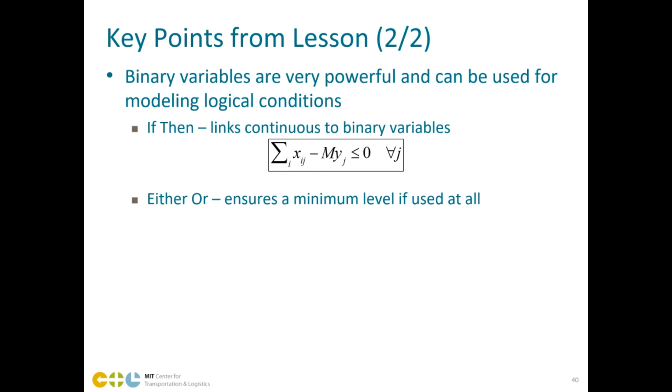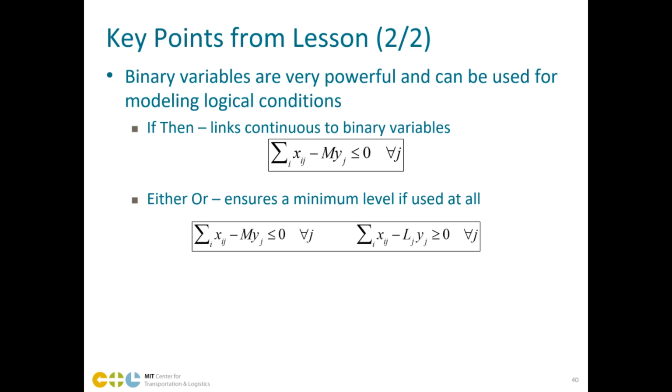You have either-or conditions, which ensure a minimum level if it is used at all. So I have my linking constraint, and I add in this other lower limit constraint: the sum of x_ij's minus L_j, the lower limit, times y_j has to be greater than or equal to 0. And again, remember, the L must be less than the M value. Your lower limit can't exceed your maximum capacity, or you'll have an infeasibility, and you won't be able to solve that problem.